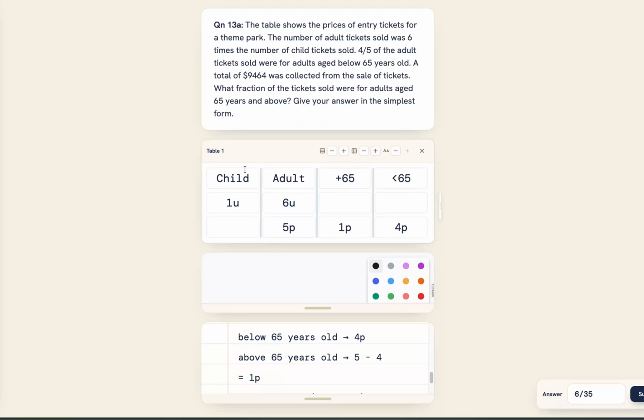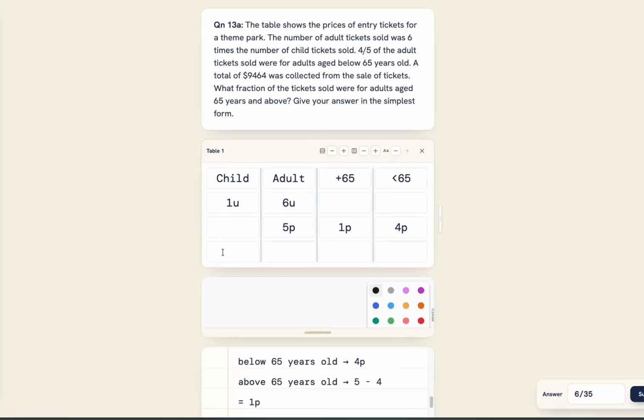Okay, from here, what do you think is the final ratio? If you were to add another row over here, from 6 units to 5 parts, then we need to find the lowest common multiple, which in this case is 6 times 5, which is 30.